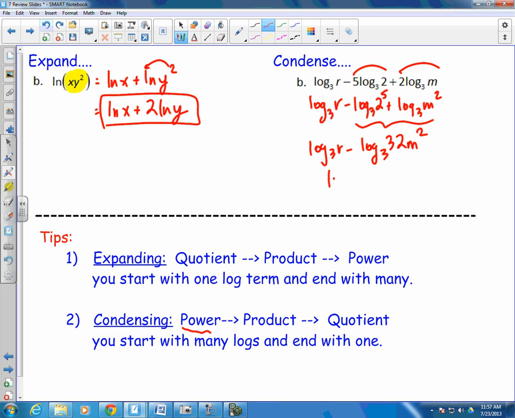At this point, you've got one more thing to do. You've got a quotient. It's log base 3 of r over 32m squared. So there's my final answer.